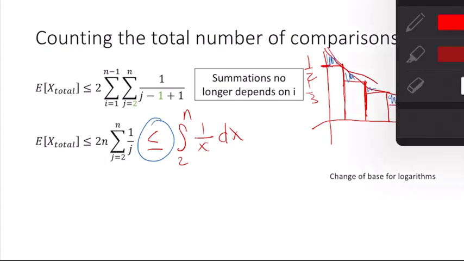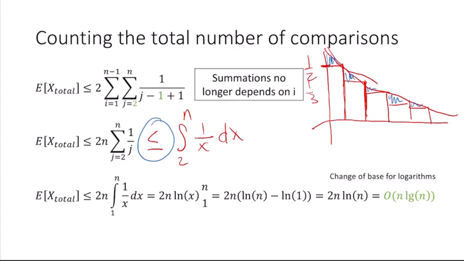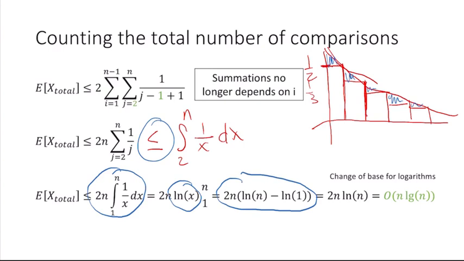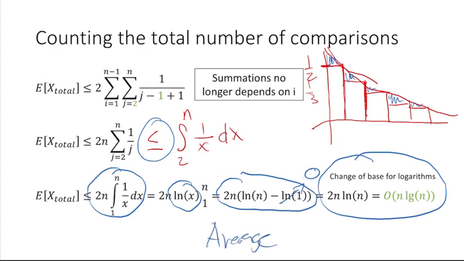Okay, well, this is a definite integral, so we can evaluate it, and 1 over x dx is nothing but the natural log of x. So we're going to evaluate this and have 2n times the natural log of n minus the natural log of 1. The natural log of 1 is 0. So we're left with 2n natural log of n, and like we've seen in previous slides, you can do a change of base, which means that the average running time, when computed as the average number of comparisons that happen inside Quicksort, is big O of n log n.